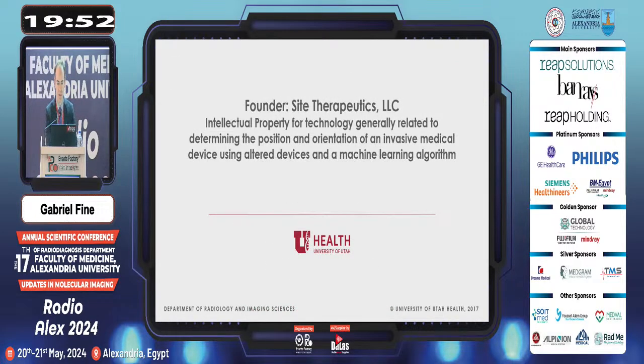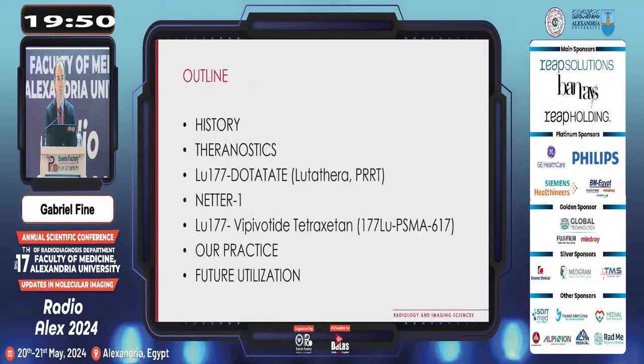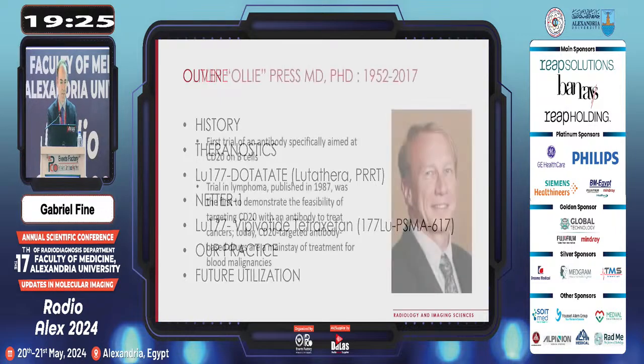This is just a disclosure that I have. This is what we're going to try to cover: history, what Theranostics is, and a couple of the FDA-approved theranostic agents that are being used quite frequently now in our practice, specifically Lutathera or lutetium-177 dotatate and Pluvicto or lutetium-177 PSMA 617. A little bit about our practice and some future utilization.